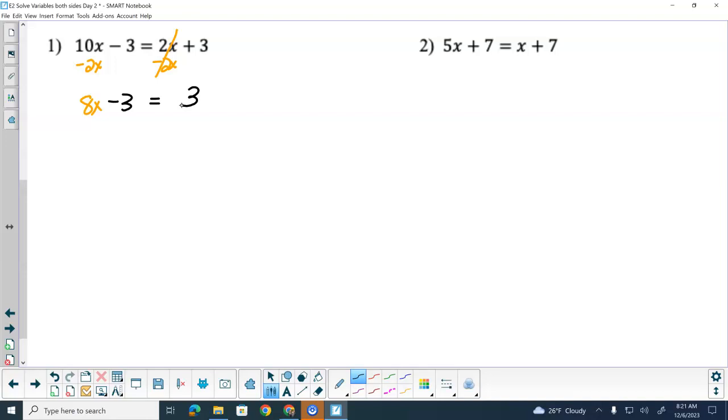Add or subtract, right? Okay, so we subtracted 2x from both sides. Now what do we need to do? Add 3 to both sides, right? Our 8x is on the left, so we want it by itself. So we need to move the minus 3. We always do the opposite. That's right. So then we get 8x on the left side, and that's going to equal 3 plus 3, which is 6.